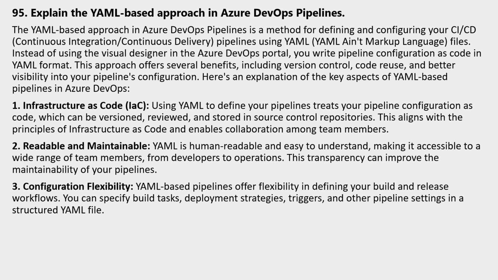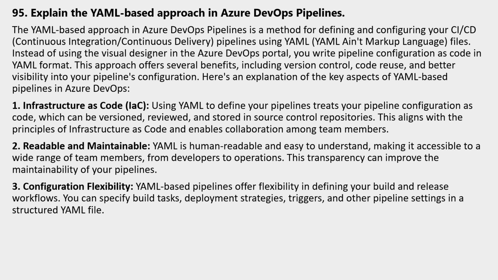Infrastructure as code, IaC. Using YAML to define your pipelines treats your pipeline configuration as code, which can be versioned, reviewed, and stored in source control repositories. This aligns with the principles of infrastructure as code and enables collaboration among team members. Readable and maintainable. YAML is human-readable and easy to understand, making it accessible to a wide range of team members, from developers to operations. This transparency can improve the maintainability of your pipelines.